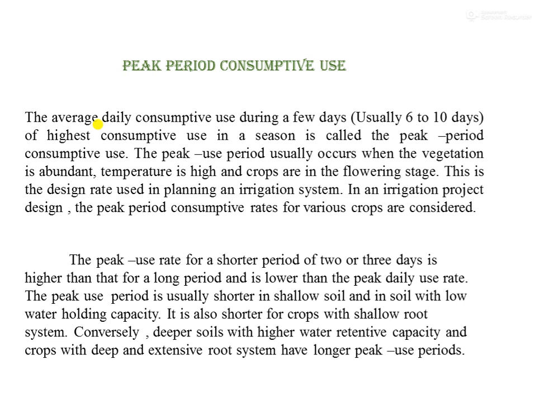In an irrigation project design, the peak period consumptive rates for various crops are considered. The peak use rate for a shorter period of 2 or 3 days is higher than that for a long period, and is lower than the peak daily use rate. The peak use period is usually shorter in shallow soil and in soil with low water holding capacity. It is also shorter for crops with a shallow root system. Conversely, deeper soils with higher water retentive capacity and crops with a deep and extensive root system have longer peak use periods.